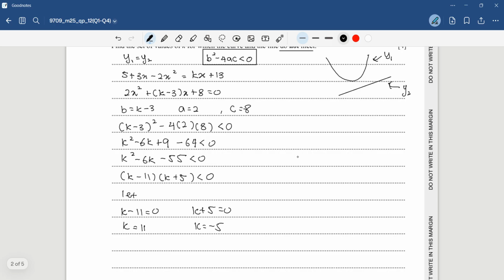Okay, so we are going to use the graphical method. Here will be negative 5 and here will be 11. Since it is less than 0, this is the region. Therefore, my final answer will be k is between negative 5 and 11.